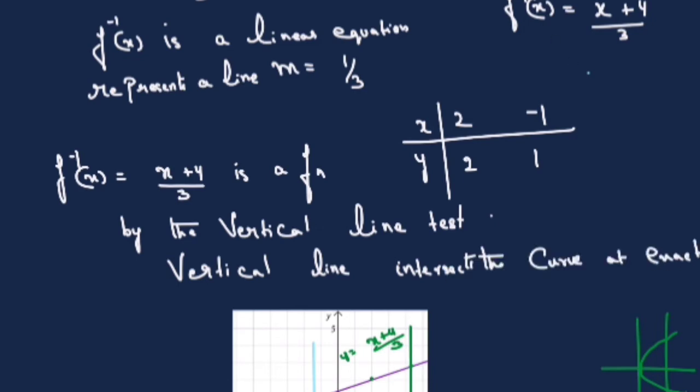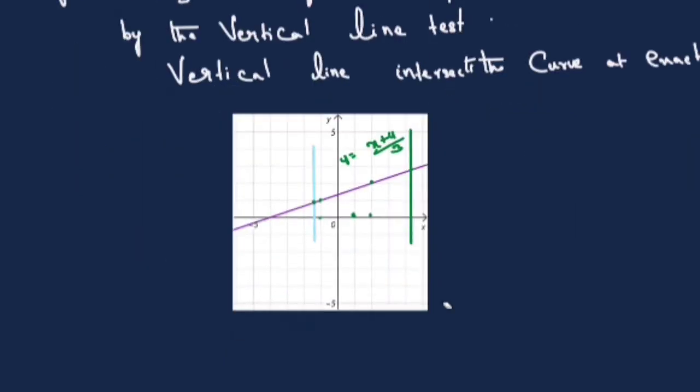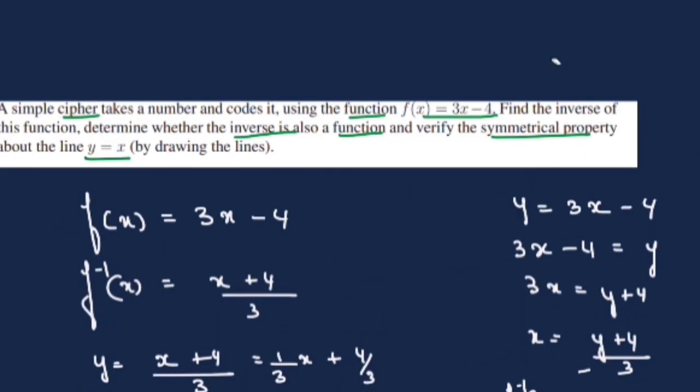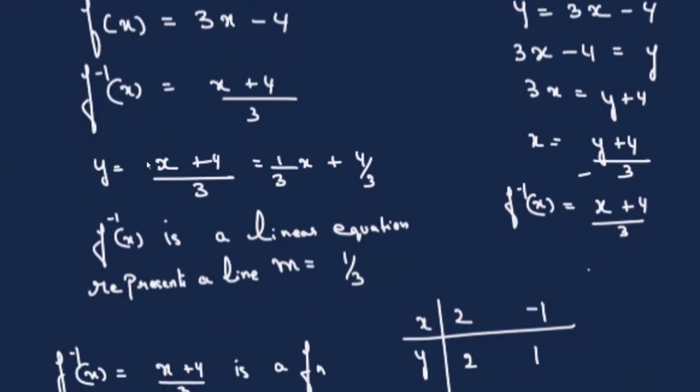So we have proved the second part of the question. They ask you to prove it is a function. Yes, we have proved it is a function because of the vertical line test we did. So the second part of the question is also over. Find the inverse of the function: yes, done. Determine whether the inverse is a function: yes. Now verify the symmetrical property about the line y is equal to x by drawing the lines.